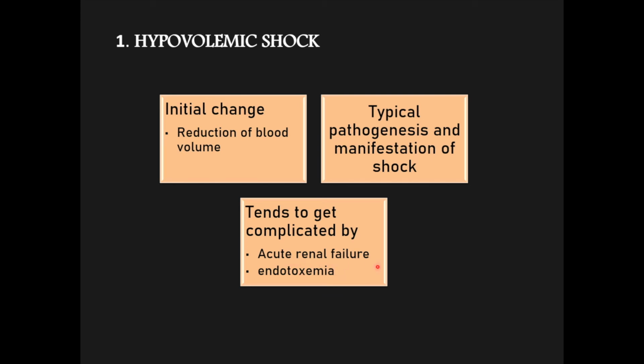Acute renal failure: whenever there is decreased blood volume flowing through the kidney, or whenever there is decreased renal vascular pressure, there is damage to the glomerular filters, and the increased damage to the glomerular filters leads to acute renal failure. Endotoxemia, or presence of endotoxins in blood, leads to further widespread activation of inflammation and further reduction of blood pressure, or widespread vasodilation. So these two are the most primary complications of hypovolemic shock.